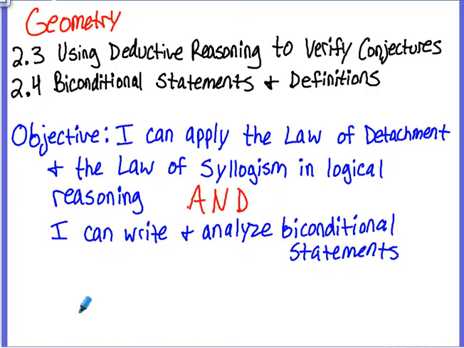Alright, our objective is, as the student, I can apply the law of detachment and the law of syllogism in logical reasoning, and I can write and analyze biconditional statements. Now, this bottom part will be our objective for 2.4, whereas the top part will be our objective for 2.3. You'll know that we switch to 2.4 when suddenly we start talking about biconditional statements. That'll be your cue. But it's okay if all your notes are together for these two, as long as the title in your notes includes both.